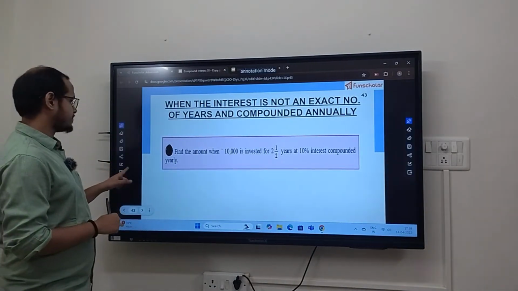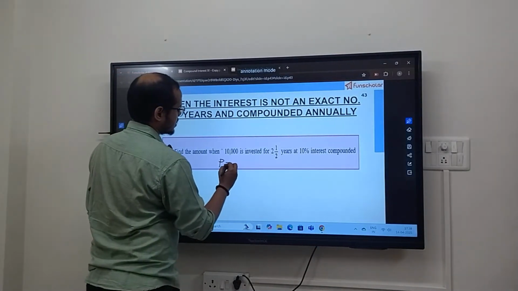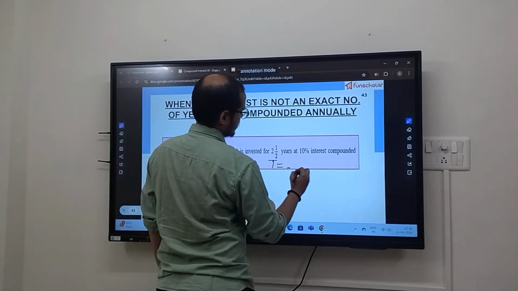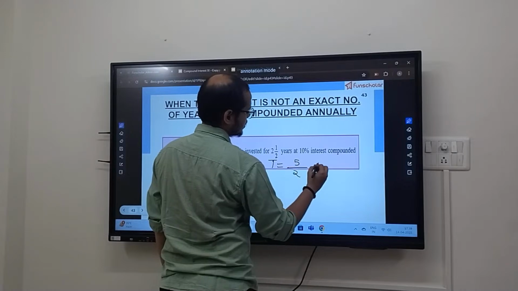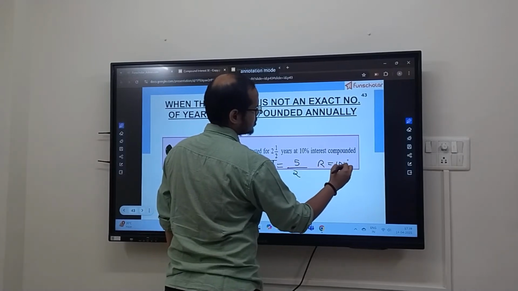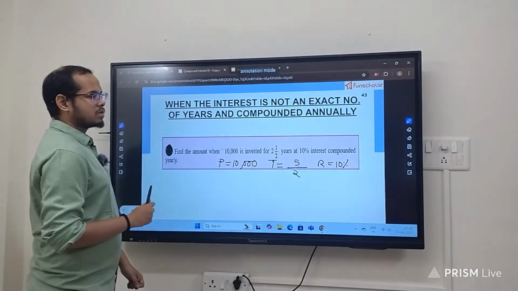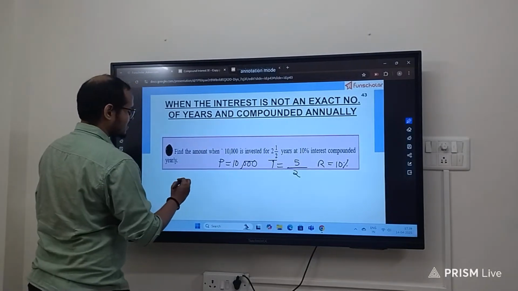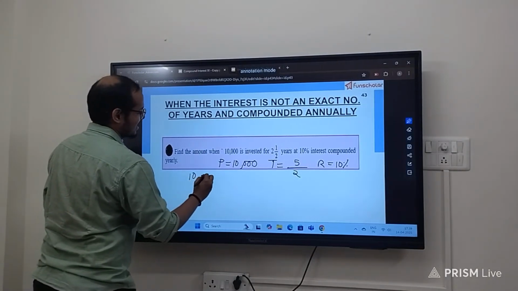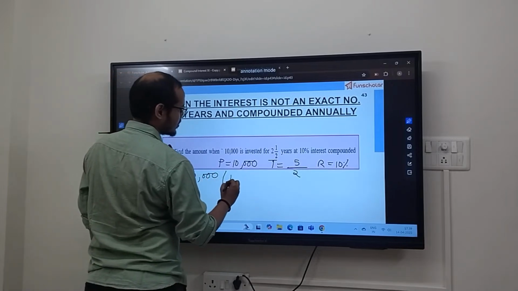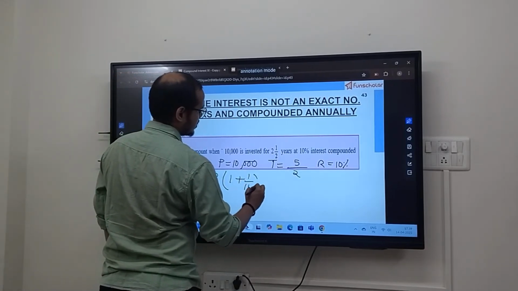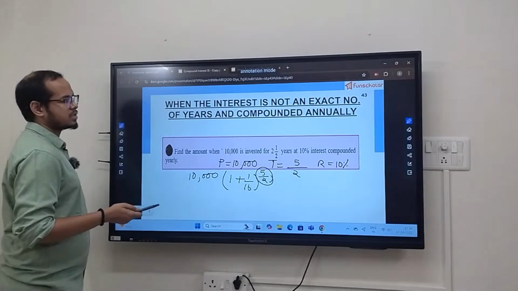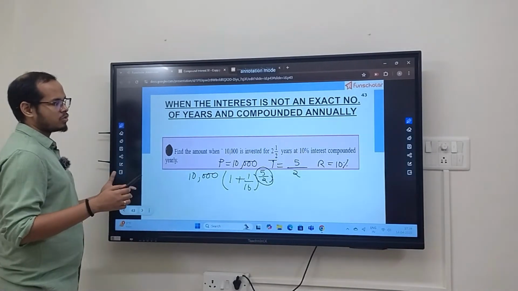Let's solve this. So the principal amount here is nothing but 10,000. Time here is given as 5 by 2 years and rate is 10%. Here we do not have any half yearly or quarterly concepts. Okay, so the amount here is going to be 10,000 into 1 plus 1 by 10 to the power 5 by 2. Now this 5 by 2 format, that is a fraction, we can solve it in 2 different manners.